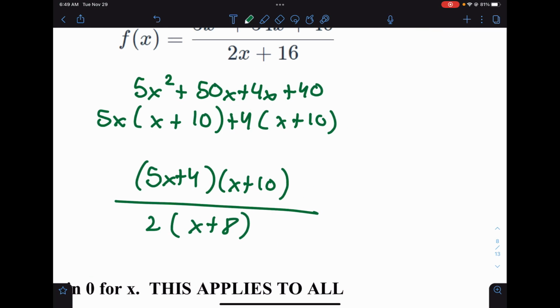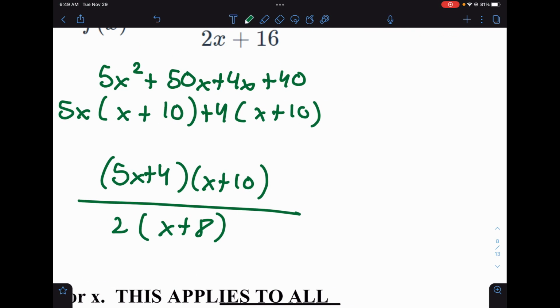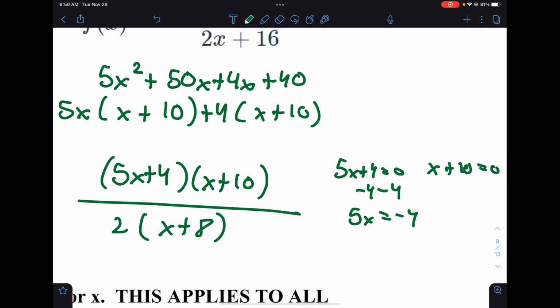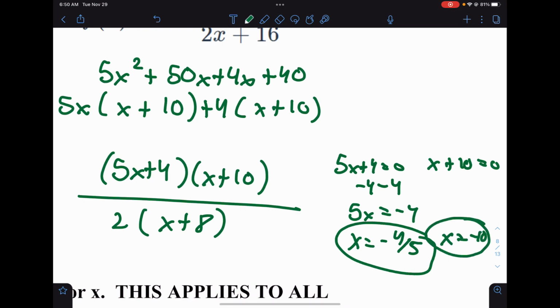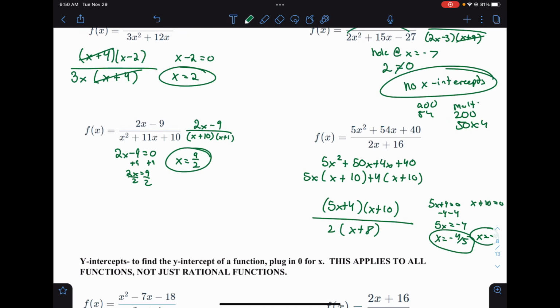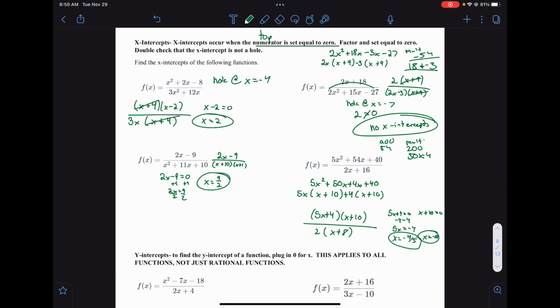All right? So in this case, again, nothing cancels. So we have to set everything in the numerator equal to 0 because nothing went away. So we're going to do 5x plus 4 equals 0. x plus 10 equals 0. All right? So we do minus 4 minus 4. 5x equals negative 4. x equals negative 4/5. That's one of our x-intercepts. And then in this case, we get x equals negative 10. That's our other x-intercept. So you could have multiple x-intercepts. That was the first one that had multiple. You could have none, you could have 1, you could have 2, 3, 4. It could keep going up.